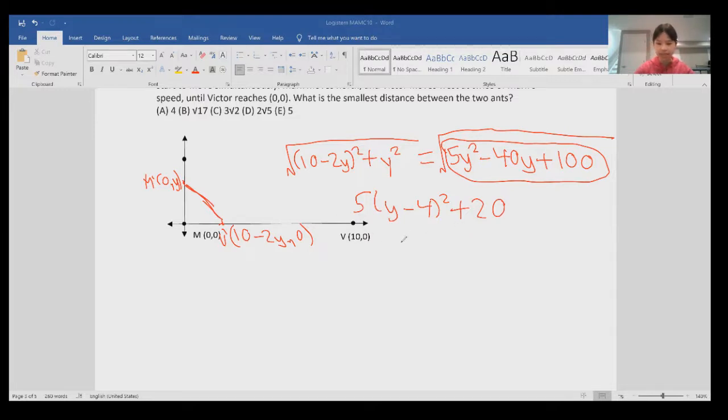You could see that the quadratic is minimized when y equals 4, and then it'll equal 20. So the minimum distance would be the square root of 20, or 2 root 5. And that is when Mark is at (0, 4) and Victor is at (2, 0).